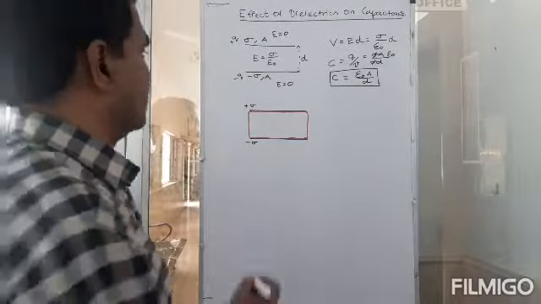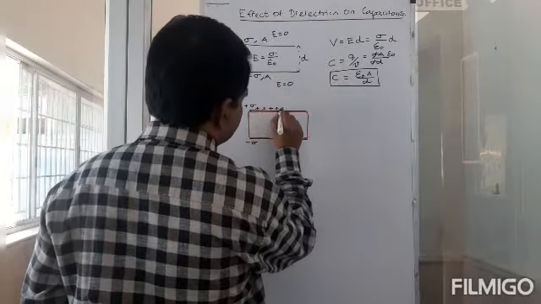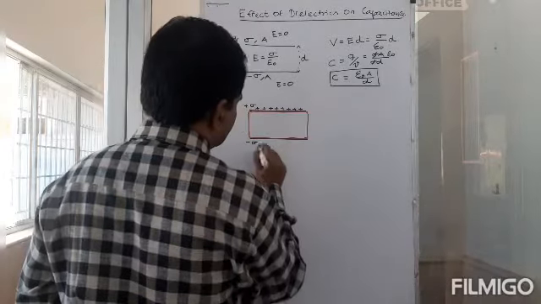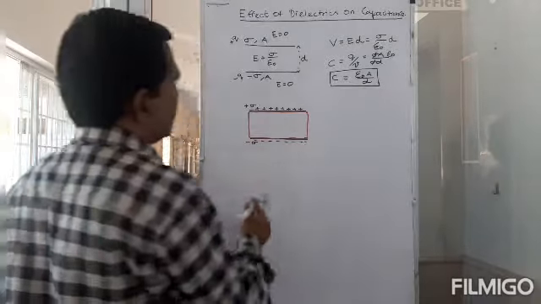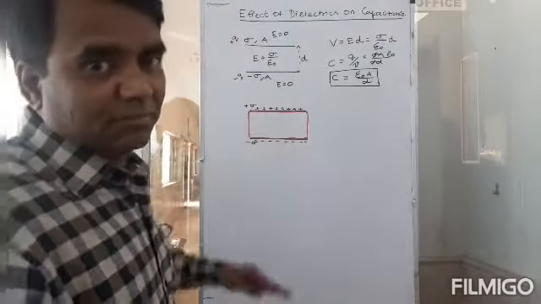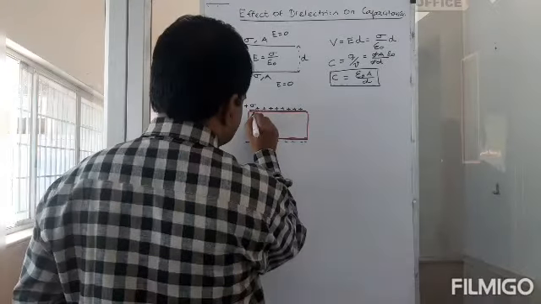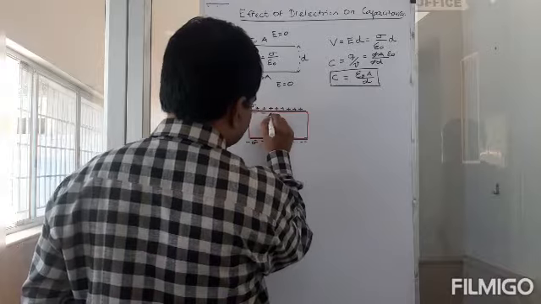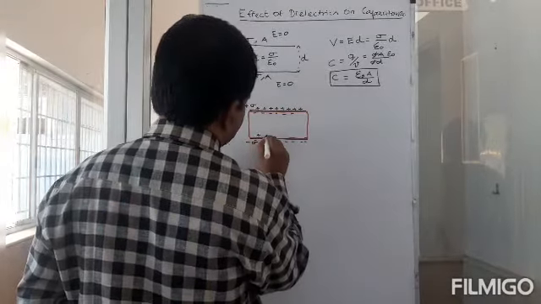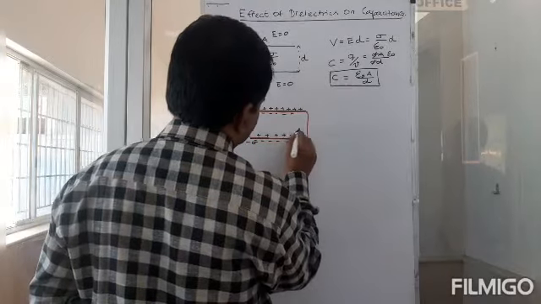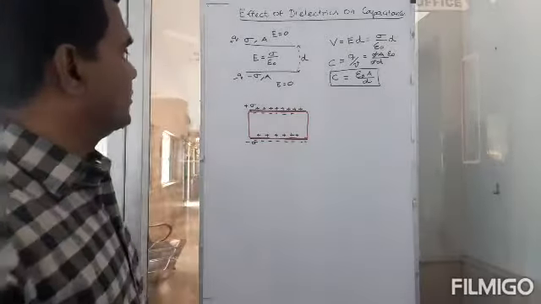So what will happen? If this plate is positive, we're going to have positive charges here, then you're going to have negative charges here. So what is going to happen to the dielectric material? Clearly, you will have negative charges here, and you will have positive charges here. Something like that.